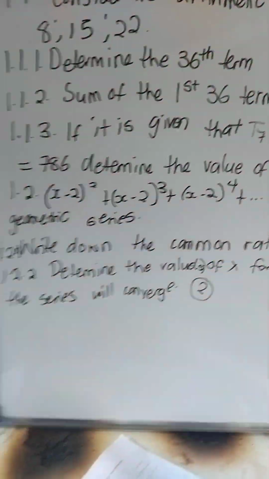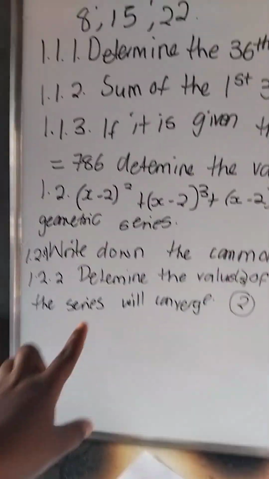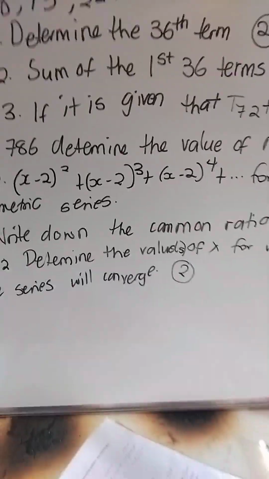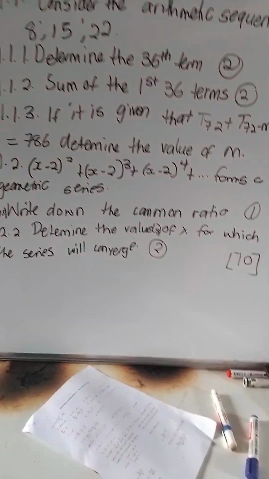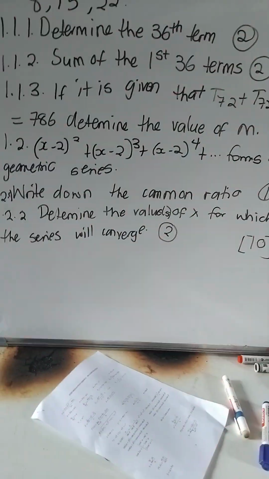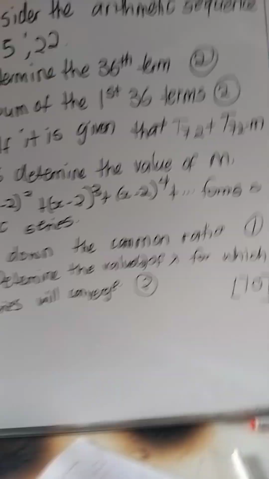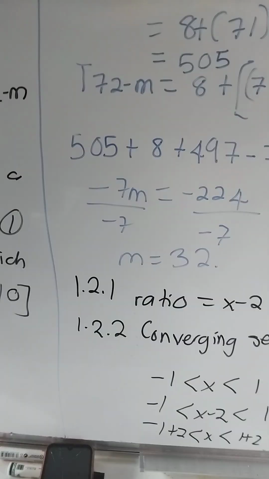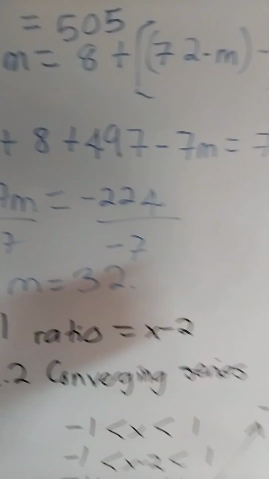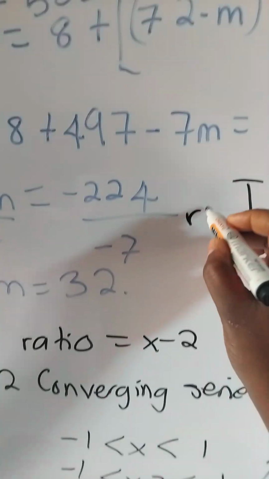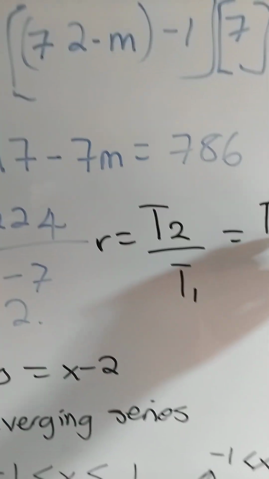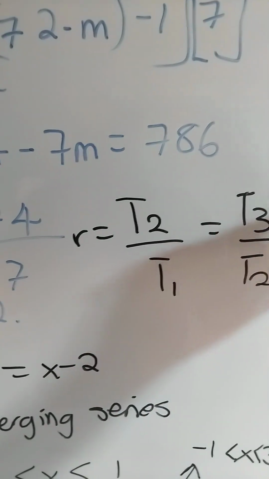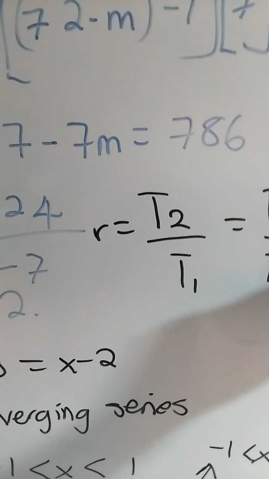And then the next question gives us a geometric series, which is like this one. So for this geometric series, it says write down the common ratio. So how do we know the common ratio? Ratio is equal to T2 divided by T1, which is equal to T3 divided by T2, which is equal to T4 divided by T3.